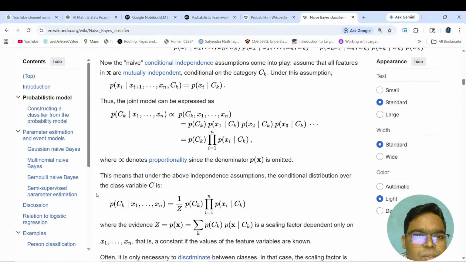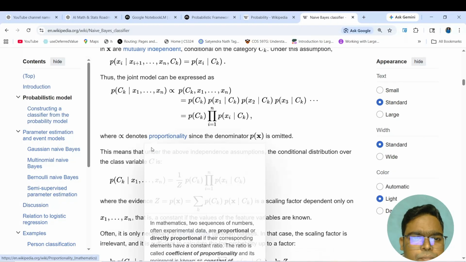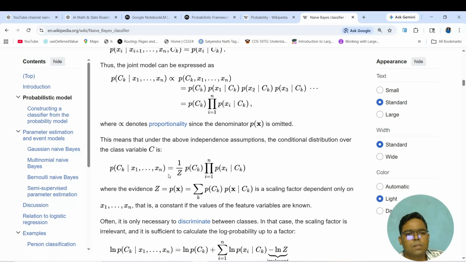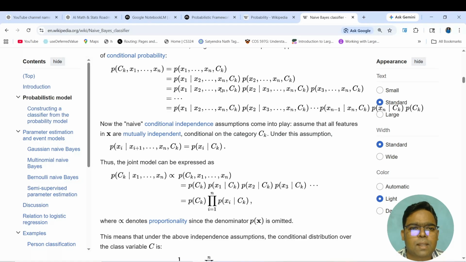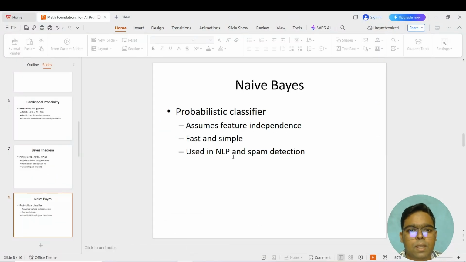So let's see. You see that this is nothing else but this. Probability of ck given this is proportional to probability of ck times this, divided by z. It is expressed with the chain rule, and I am taking the product of these. That is very clear, and that's why it is used in NLP and spam detection. It can say that it is a spam or it is not a spam.